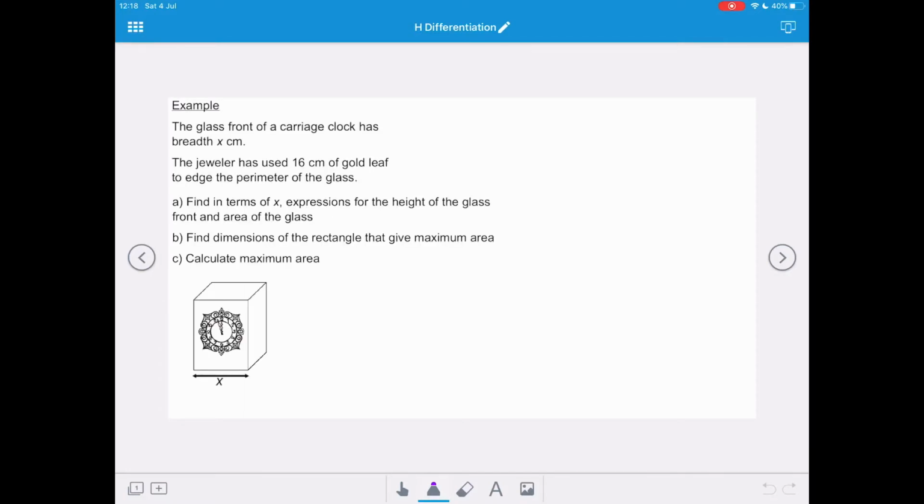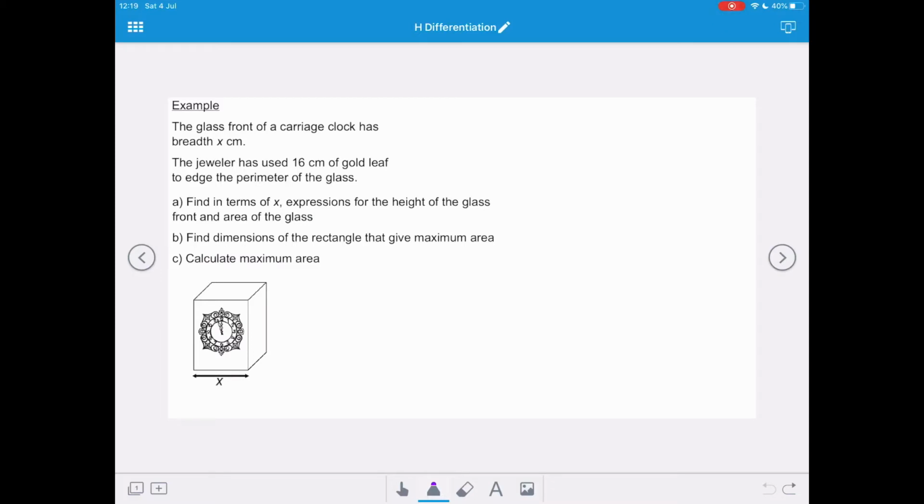So in this example, the glass front of a carriage clock has a breadth of x centimetres. The jeweller has used 16 centimetres of gold leaf to edge the perimeter of the glass. In part A, we want to find, in terms of x, expressions for the height of the glass front and the area of the glass. In part B, we want to find the dimensions of the rectangle that give maximum area. And in part C, we want to calculate that maximum area.